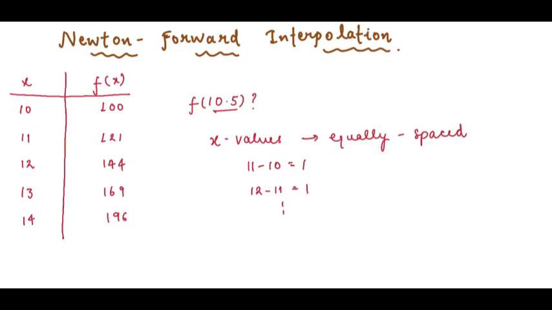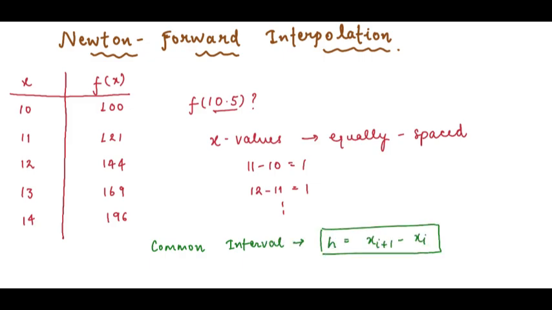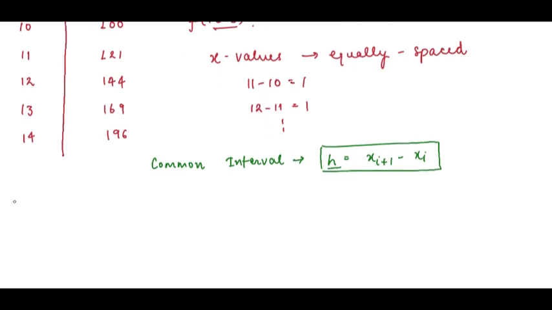Before applying Newton forward, always check the spacing first. We define this common interval as h equals x(i+1) minus x(i). For equally spaced data, this h must remain constant. For example, if I take 2, 4, 6, 8 and 10, the common interval is h equals 2. Therefore, the data are equally spaced.